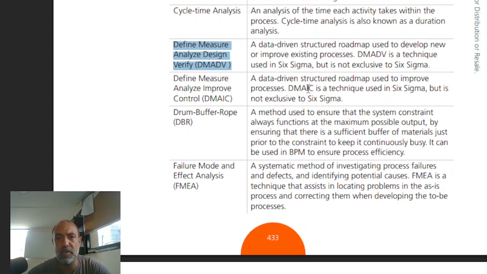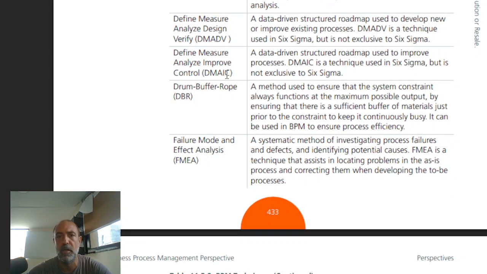Define, measure, analyze, design, verify. DMADV, a data-driven structured roadmap used to develop a new or improve existing processes. It is a technique used in Six Sigma, but not exclusive to Six Sigma as well. So you define something, you measure it, you analyze it, you design it again, and then you verify it.